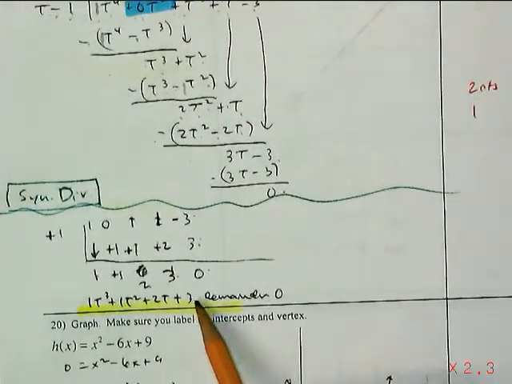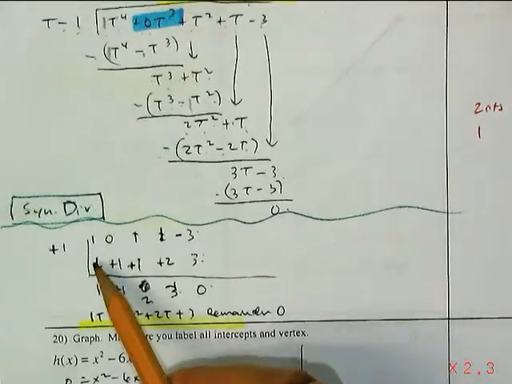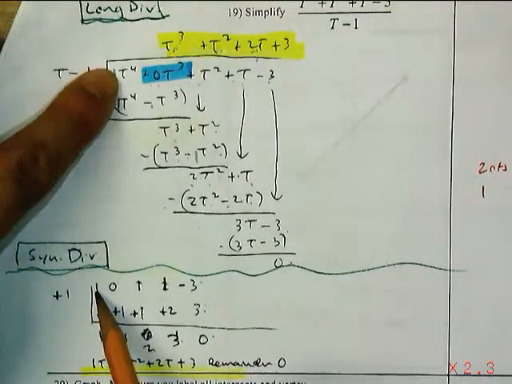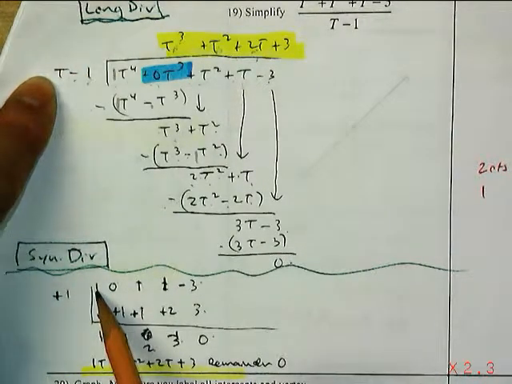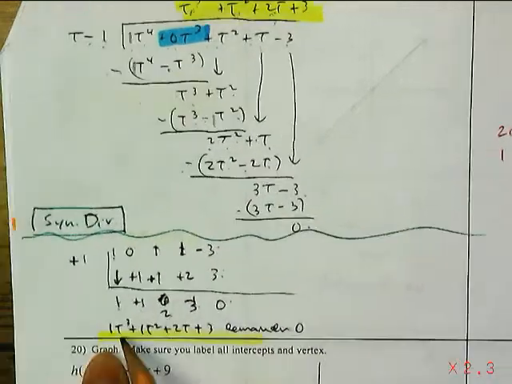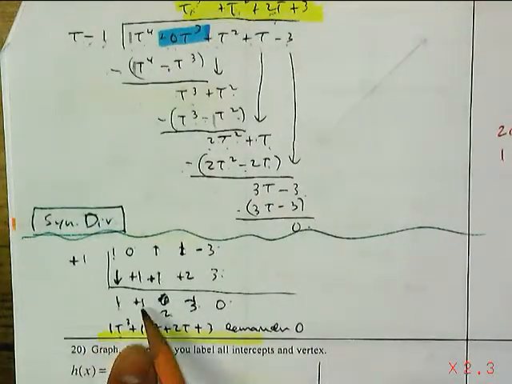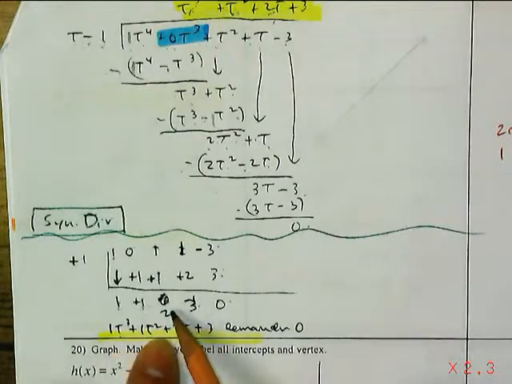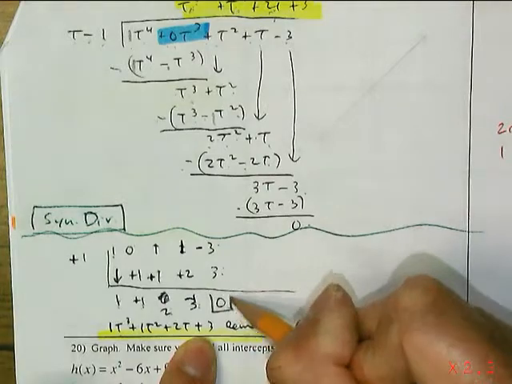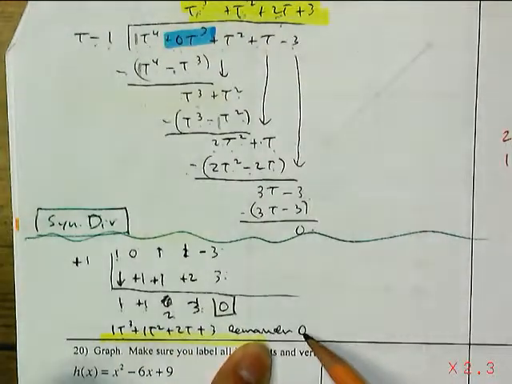So a lot of students are getting confused with the synthetic division. Notice how this 1 right here represents t to the 4th. But when you're doing division by t, it decreases the exponent by 1. So this 1 here represents t to the 3rd, t squared, t, and this is your constant. And that very last number there, that is your remainder 0. That question was out of 4 points.